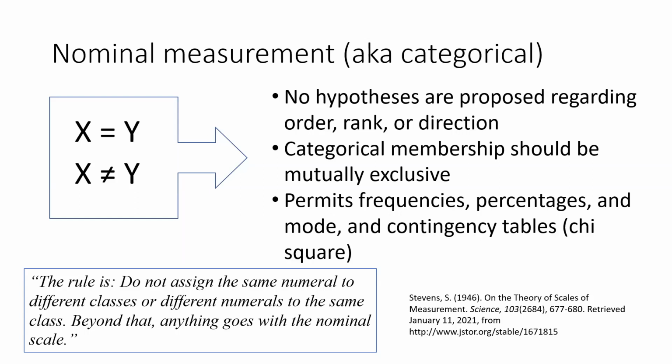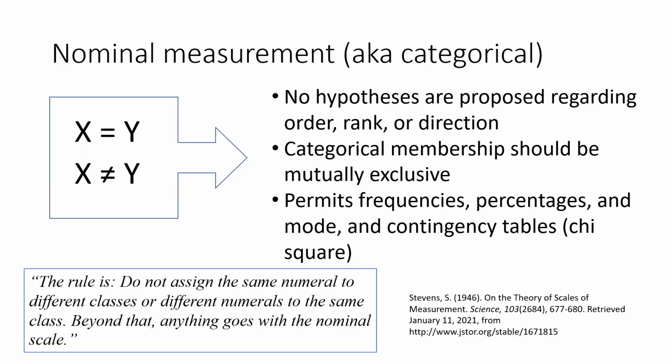So if a case X is in category Y, it only has two choices related to category Y. It could be in category Y, or it could not be in category Y. If X is in category Y, then it cannot be in category Z. If X is not in category Y, it could be in category Z. So you can only belong to one. So that's what you know when you know the nominal value of a case.